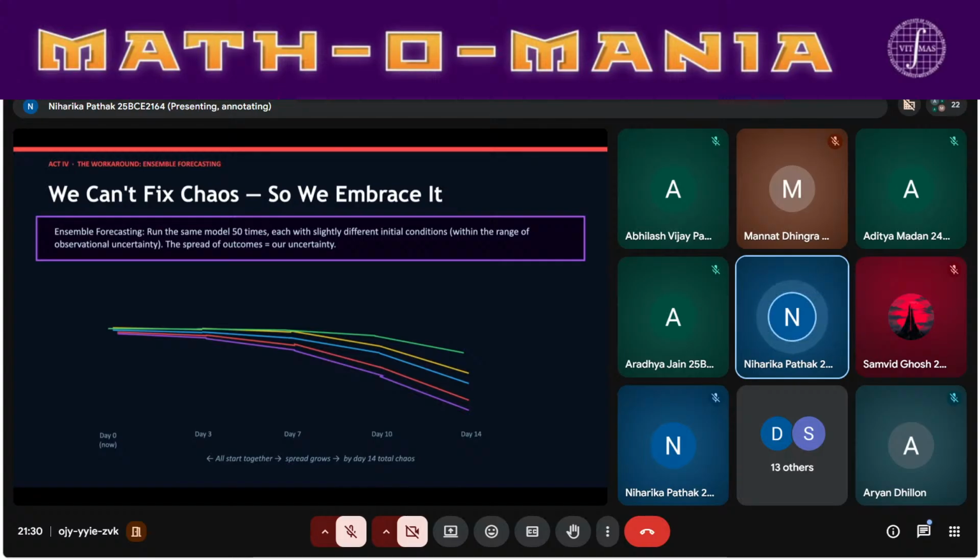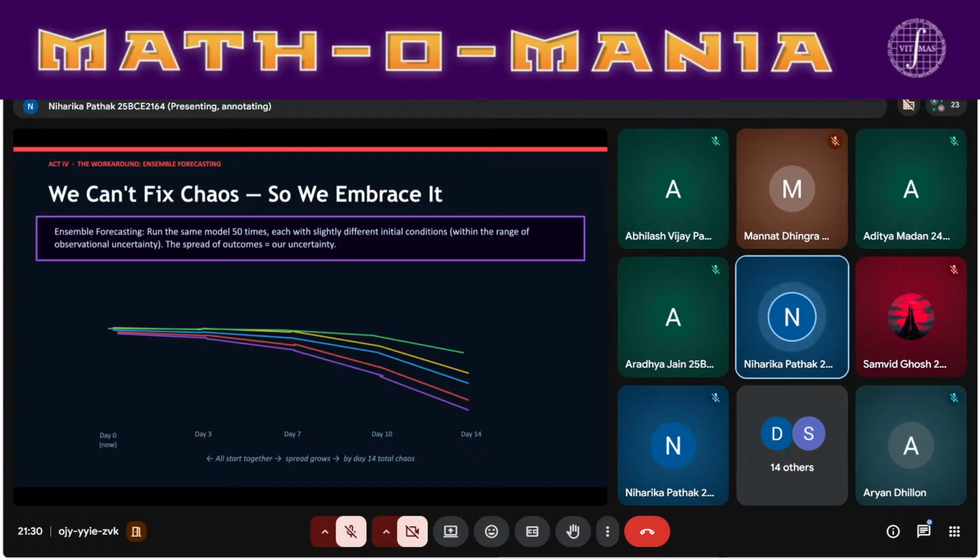So expect surprises. The European Centre for Medium-Range Weather Forecasts, which is ECMWF, the best forecast center in the world, runs 51 ensemble members for every forecast. That's why a weather app sometimes says 40% chance of rain instead of it will rain. The 40% is real information. It's the fraction of ensemble members that produced rain.